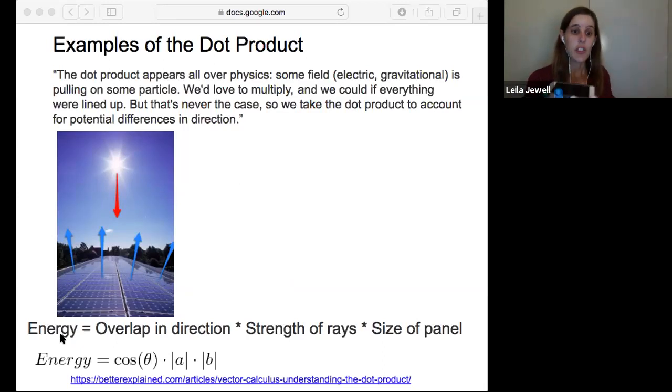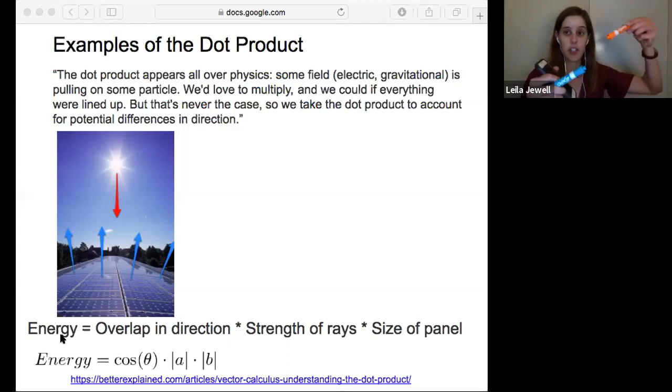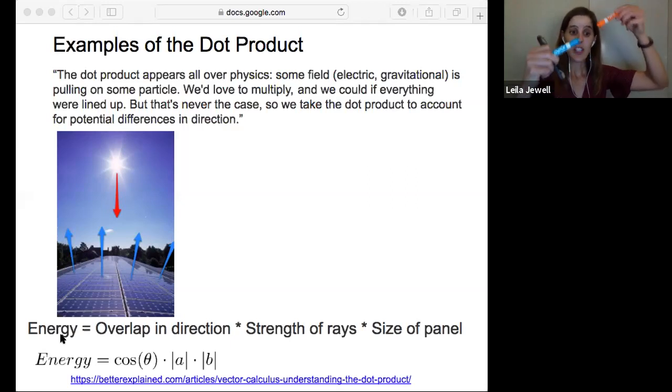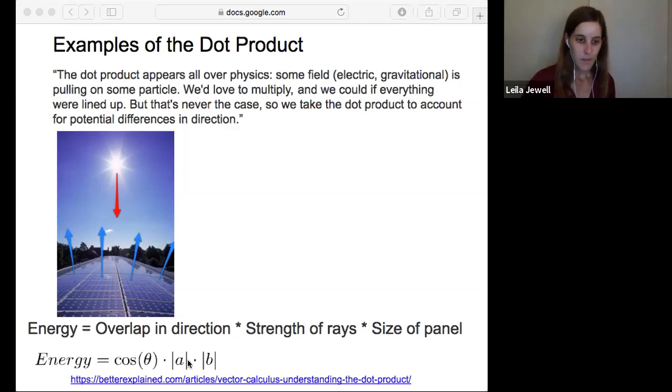So what do you need? You need an overlap in direction times the strength of the sun rays, times the size of the panel, right? If you have a bigger solar panel, you'll collect more sunlight. The strength of the sunlight also matters. And then the direction of them. If the sunlight's coming in and the panel is pointed directly at the sun, you're going to get the most energy out. And so the overlap in direction, how much these are pointed in the same direction, is given by this cosine of theta. So you might notice this equation here matches our dot product definition.